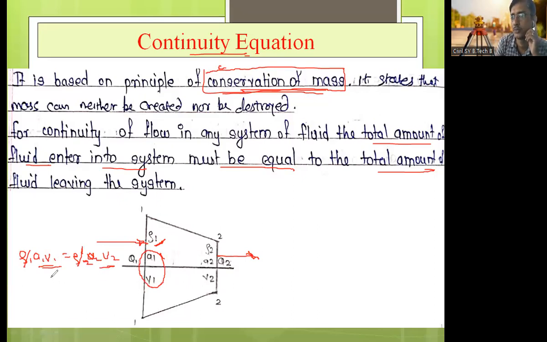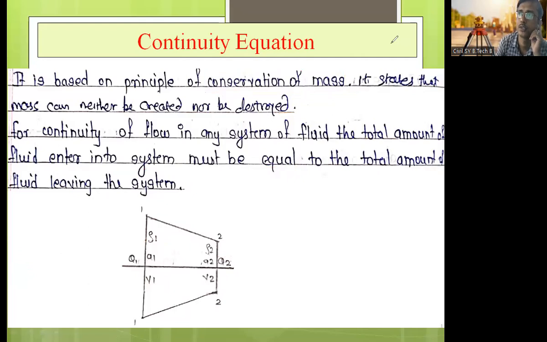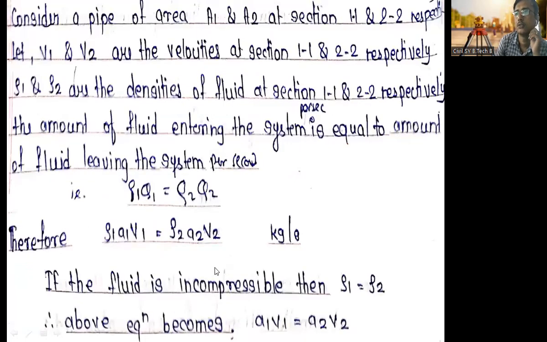And for the compressible fluid we have to use the same equation, rho 1 A1 V1 is equal to rho 2 A2 V2. Just write down up to this part and then draw the diagram, and then we will move on to the next slide. Is it over? Okay.